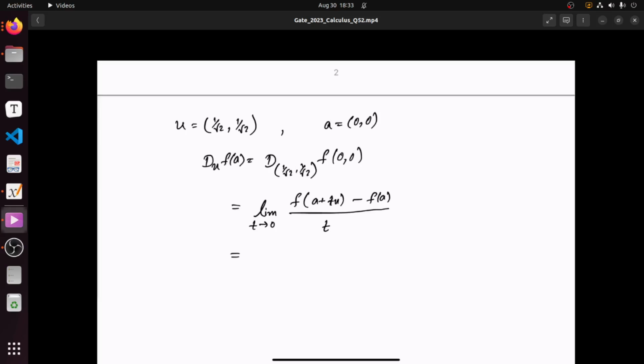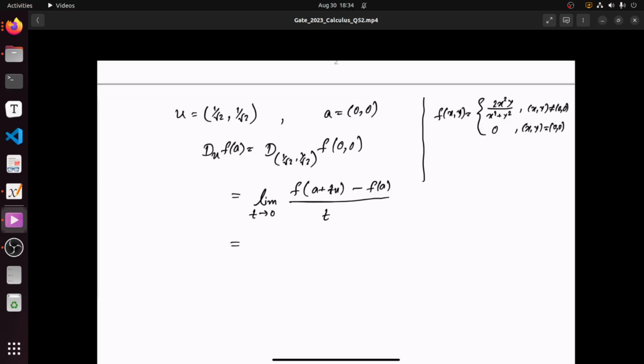So a is here 0, 0 and t is the real number and u is 1 by root 2, 1 by root 2. So if we put this in the function, what is the function here? Let me write f of x, y. So this is 2x square y by x square plus y square if (x, y) is not equal to (0, 0), and this is 0 if (x, y) is (0, 0), right?